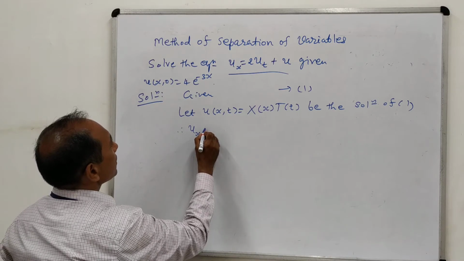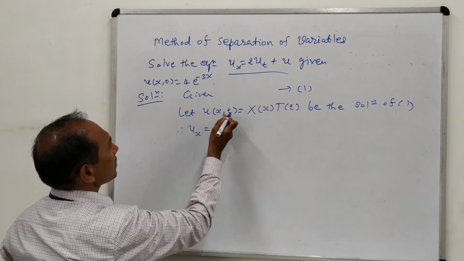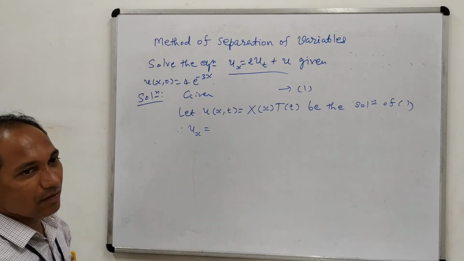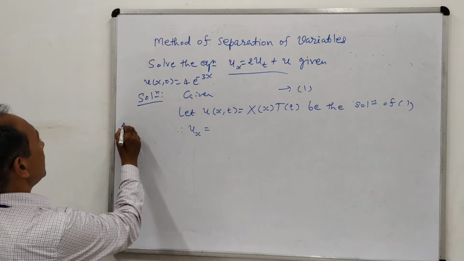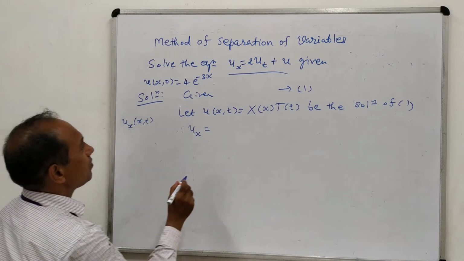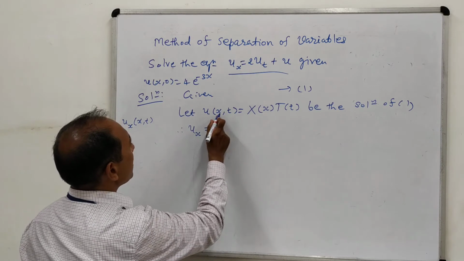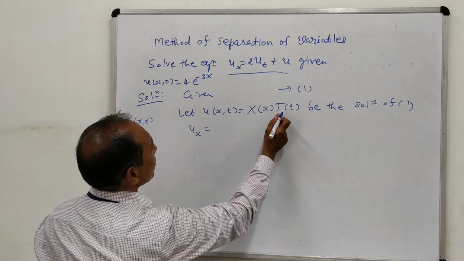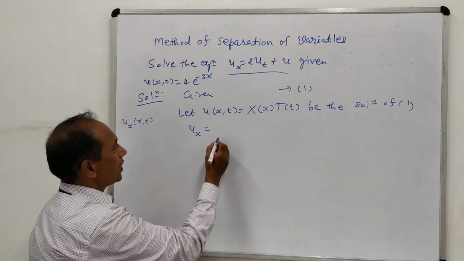So u_x equal to, here I will write down u_x, I will not write bracket x comma t, but you understand that whenever I write u_x, this will mean u_x(x,t). So both have the same meaning. So here, derivative with respect to x. We have separated the variables, so at that time t will remain constant. So derivative of x only.